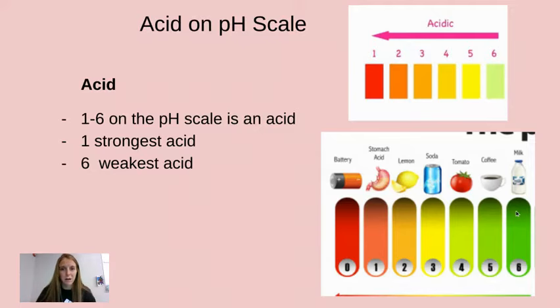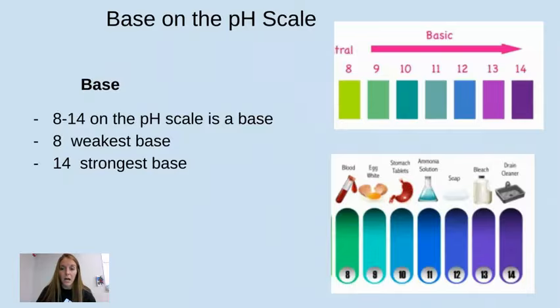For a base on the pH scale, it starts with 8 and goes to 14. The weakest base is going to be your 8, 9, 10 area. Down here, some examples are blood, egg whites, and stomach tablets, meaning those antacids like Tums. And then it goes up to 11, 12, 13, 14, with 14 being your strongest base. Then it goes to ammonia, soap, bleach, which is pretty harmful, and then drain cleaner. All of those things as you move up are going to be a stronger base.